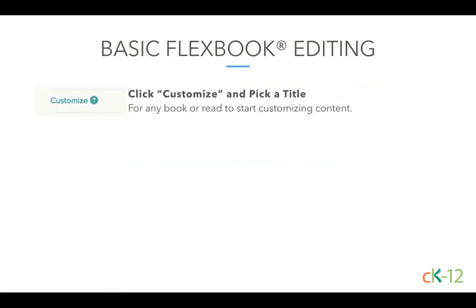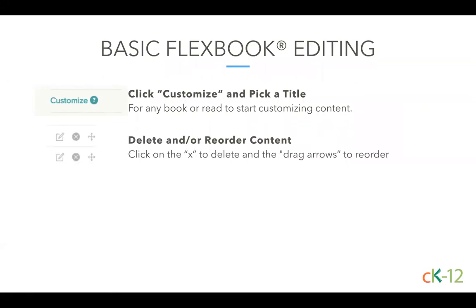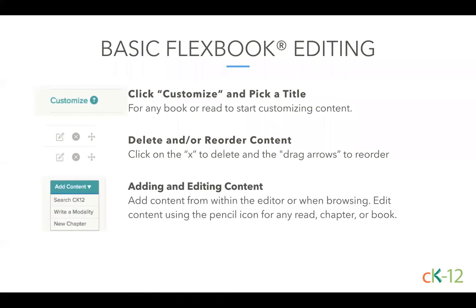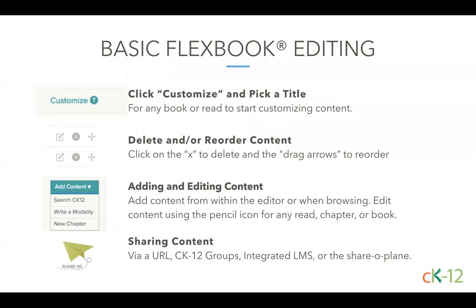So start by clicking Customize to start any process, and you can pick a new title. This is the same either from a content that you're starting with, or you can create a new modality from within your library. From there, you can delete and or reorder content pretty easily using that X option or the drag arrow option. You can add content via our menu on the left when you're browsing on CK-12. So that little search CK-12 or write a modality or add a new chapter. And finally, you can share content via a URL, groups, integrated learning management system, or the Share plane.